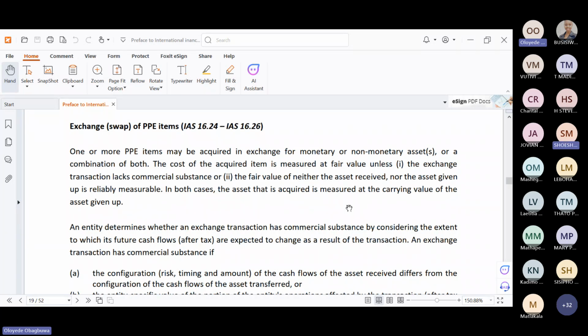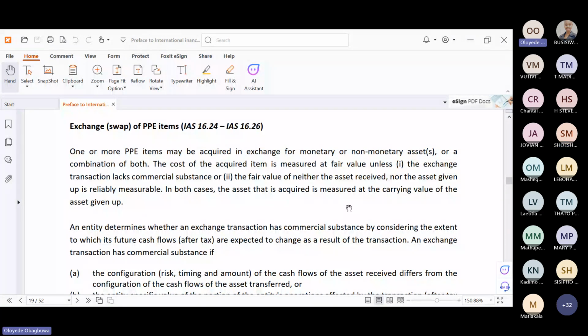I've explained what it means to lack commercial substance. That is, it doesn't have any added value, even to the company, more than the asset that they are giving out. Then, if the fair value of the asset received nor the asset given out is not reliably measured, in both cases, the asset acquired is measured at carrying value. So, which means if this condition does not exist, you are to measure the acquired asset at fair value. You understand it?